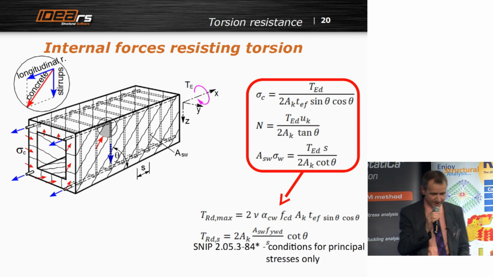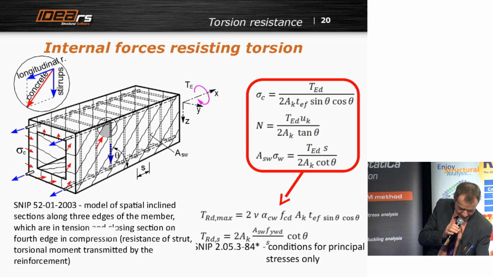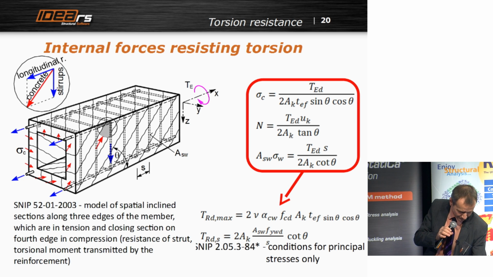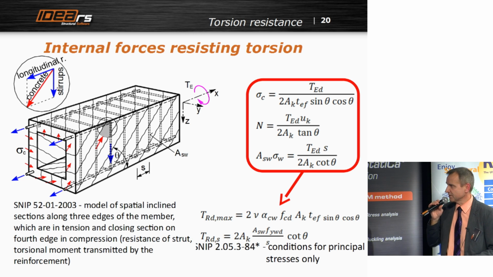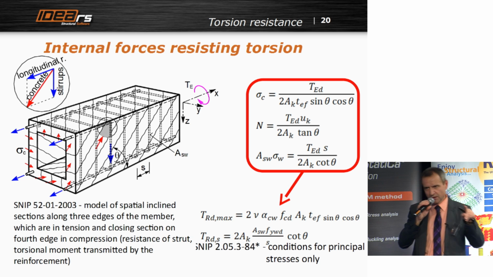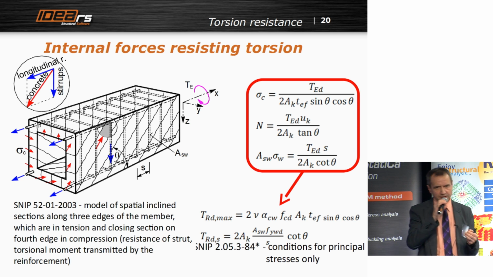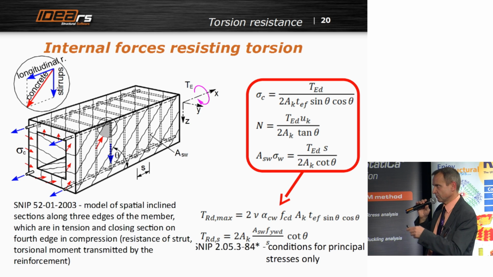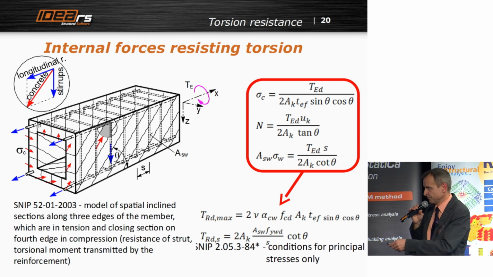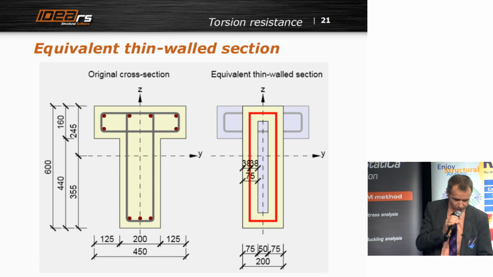This is unformatted, sorry. For the old SNP code, there is only a condition for principal stresses, but for the new one, yeah, now it is there. So for the new one, you know that there was a spatial model of inclined section. Three edges of the section were in tension, and one was in compression. And the calculation is a little bit similar to the one in Eurocode, but it's not completely the same. But you again calculate the resistance of strut and torsional moment transmitted by reinforcement, which is similar to Eurocode.